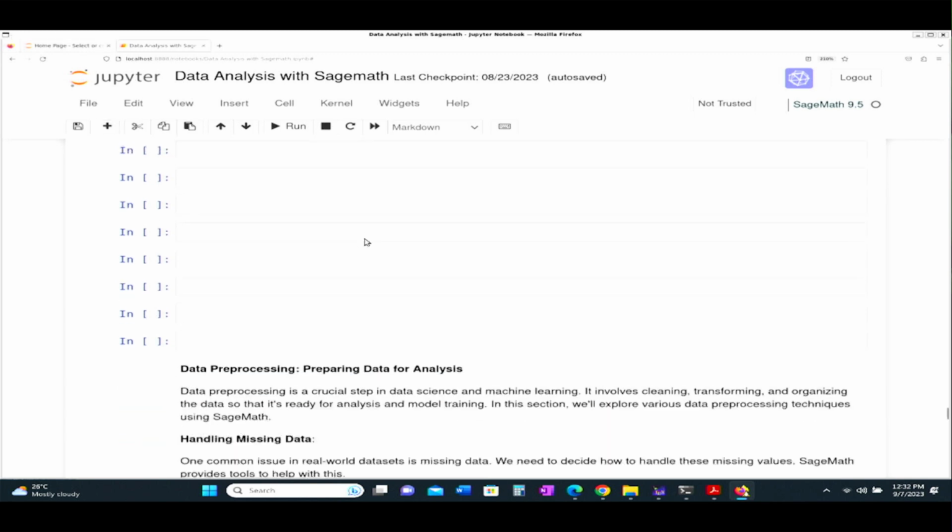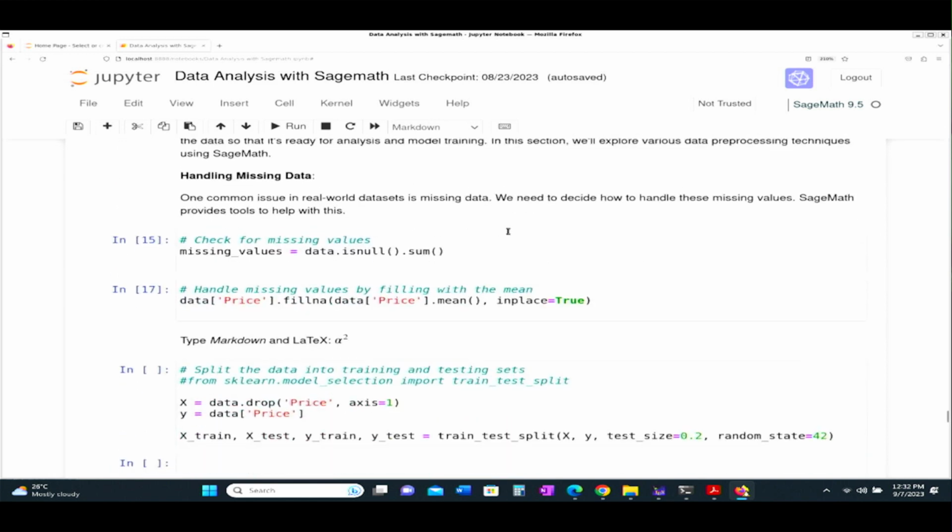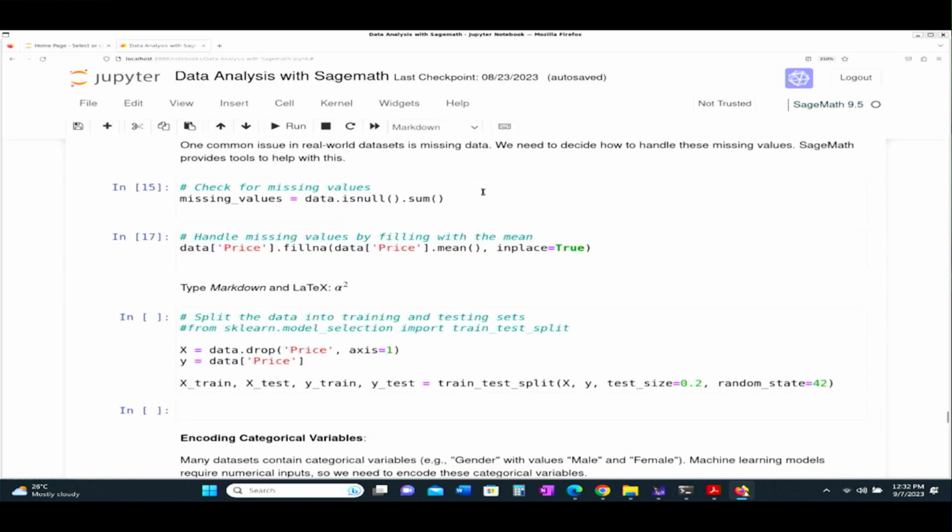So I'll explain it to you. Okay, so there are times that you're working with data and you have missing values. Even online, you have some missing values, right? So you can deal with them using these codes. You can fill in the missing values.